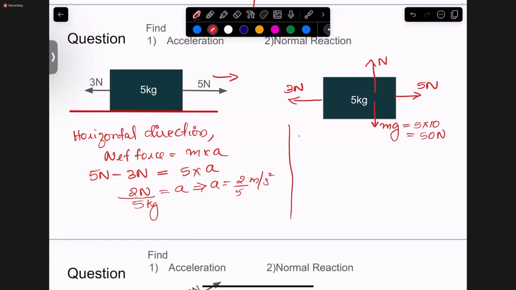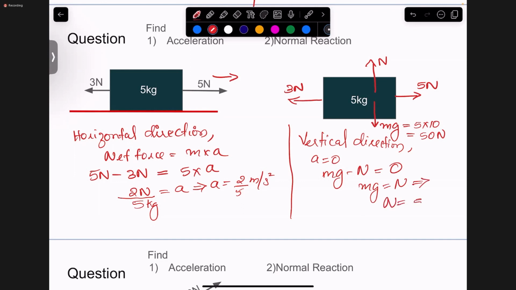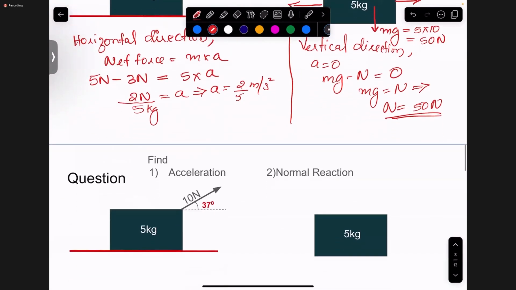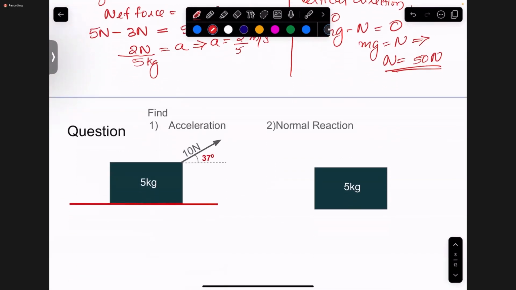Now for the normal reaction, you have to equate in the vertical direction. No motion, that means a equals 0. So net force is mg minus N equal to 0. So mg equals N, that means N equals 50 Newton. So that is the next question.